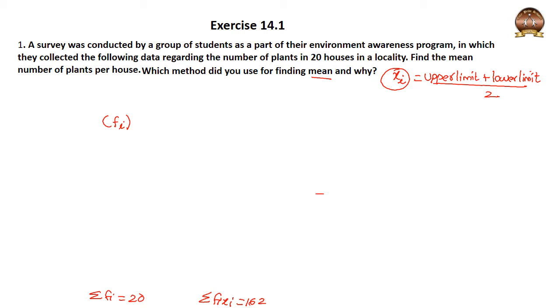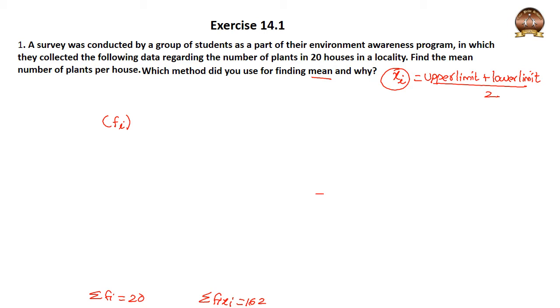There are three methods for finding mean. One is the direct method, second is the assumed mean method, third is the step deviation method. In this year we are going to learn only two methods. Since the observations are small, we can very well go by the direct method. In all three methods, one very important thing is you have to find the class mark, because it is for grouped data.